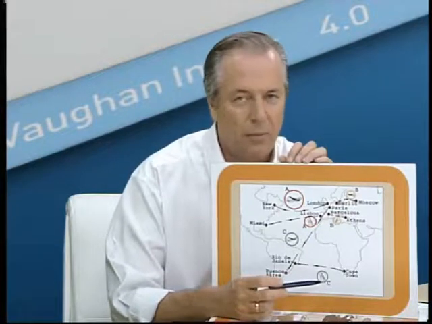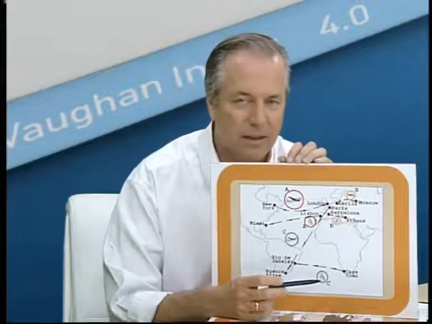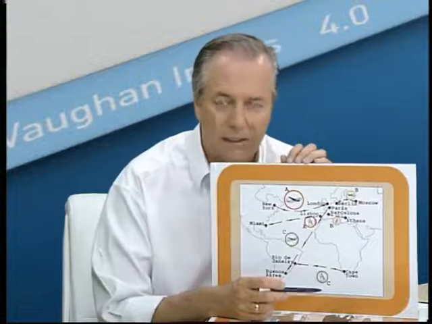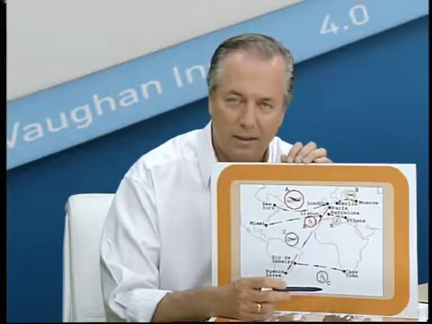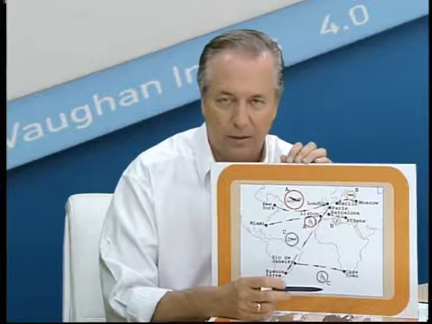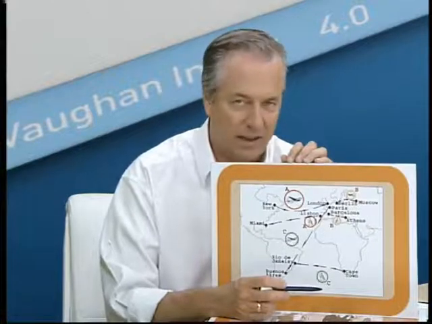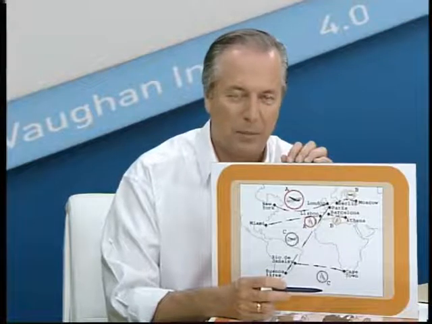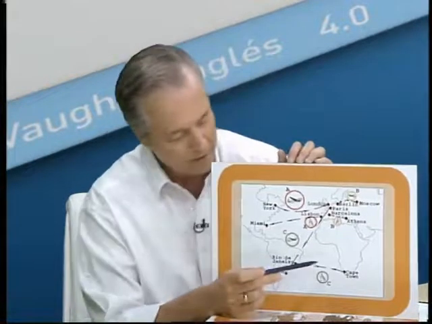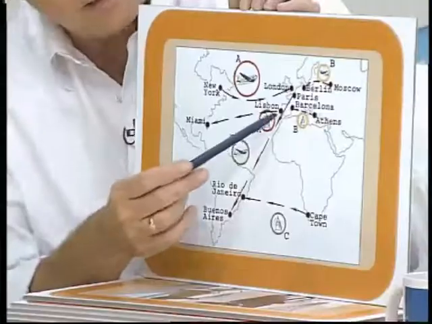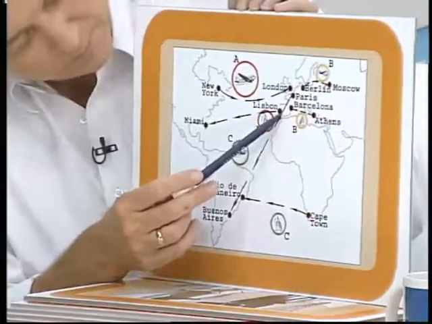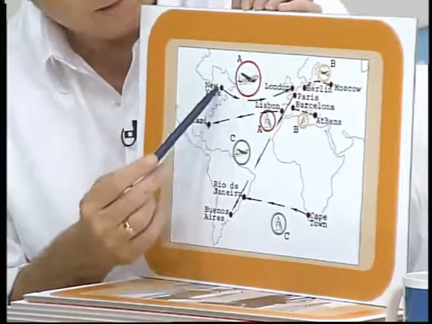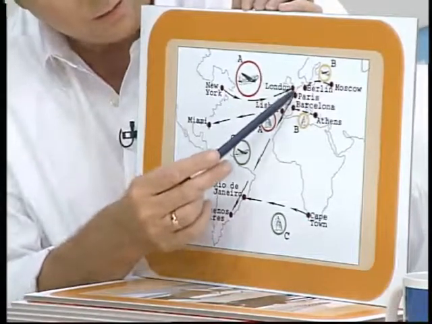Lisbon is the capital of Portugal, but Miami isn't the capital of the United States. And Miami isn't the capital of Florida. Miami is a big city in Florida, but it's not the capital. Tallahassee is the capital of Florida, not Miami. But this ship, Ship A, is going from Lisbon to Miami.